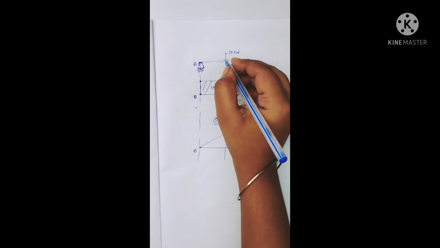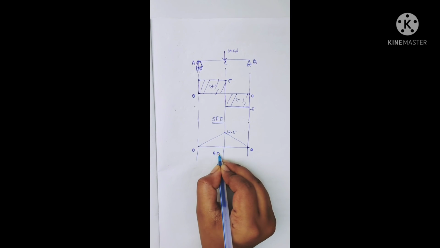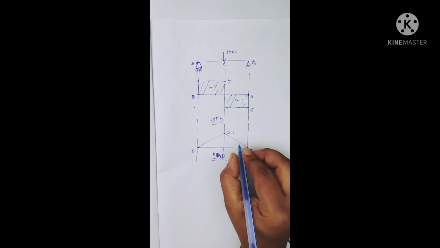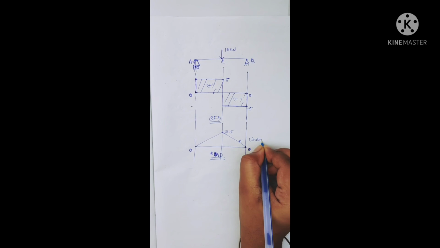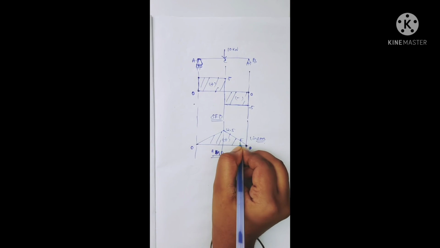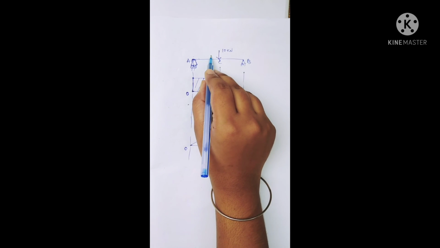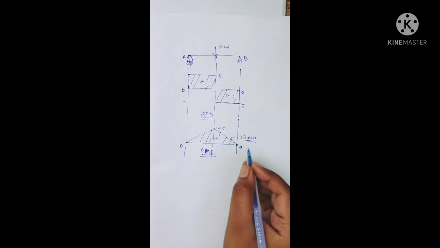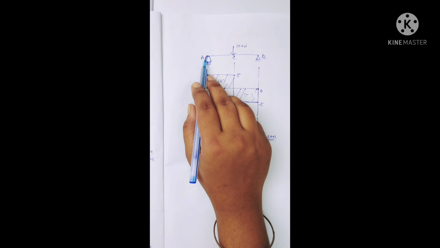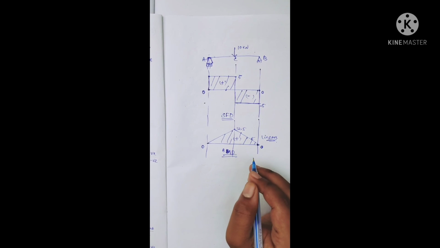Here one more thing: when a point load is acting, your bending moment diagram will be linear, and it will be positive. If a uniformly distributed load acts, then your bending moment diagram will be parabolic, and if a uniformly varying load acts, then your bending moment diagram is a cubic parabola.